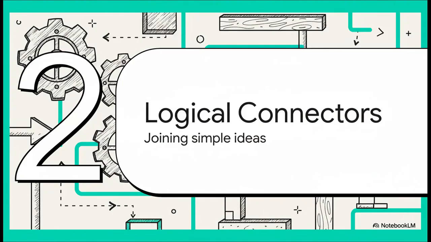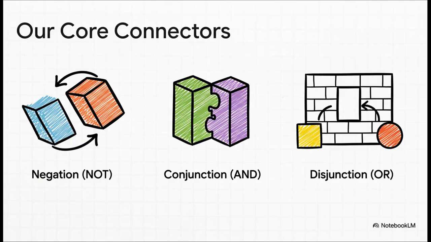So we've got our building blocks. But a pile of blocks isn't a building, right? We need tools to actually connect our assertions. These are our logical connectors. Think of them as the mortar that lets us join simple statements together to form really sophisticated arguments. Let's start with the three most basic tools in our toolbox: not, and, or.